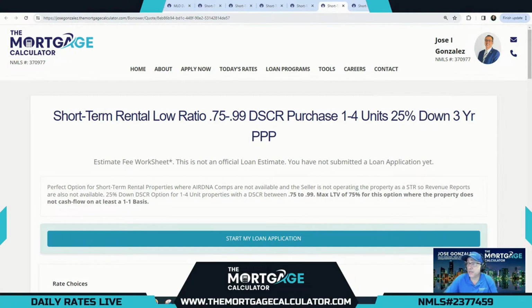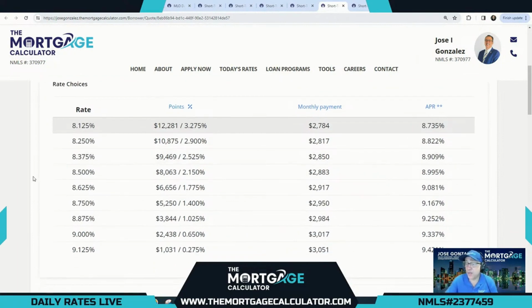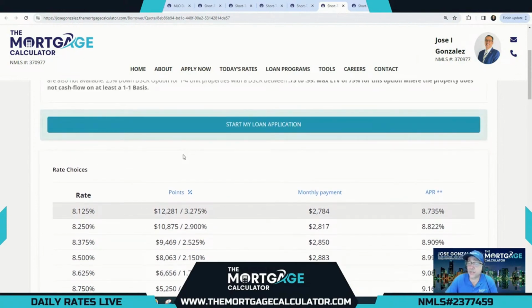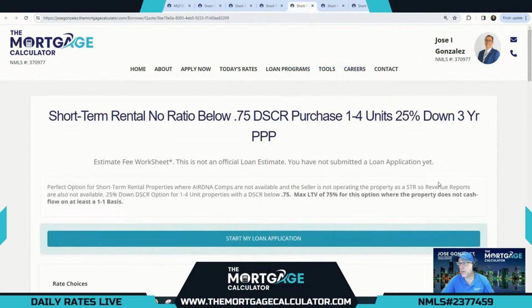Maximum LTV here is 75%, so this is a 25% down option. And you're looking at 9.125 lowest cost option, 8.125 lowest rate option. Great program for those trophy properties that you know they're going to make money as a short-term rent, but unfortunately not operated as a short-term rent right now, or short-term rental comps are not available in AirDNA.